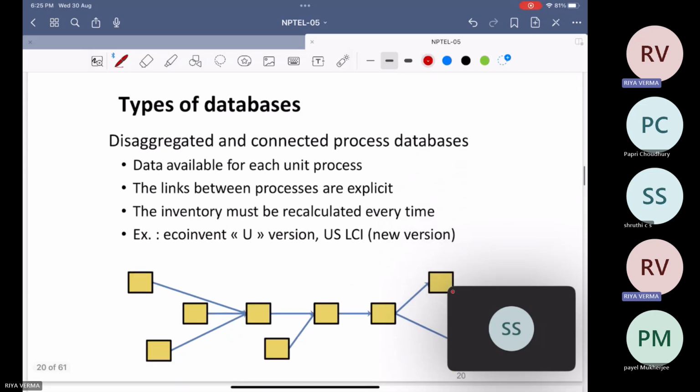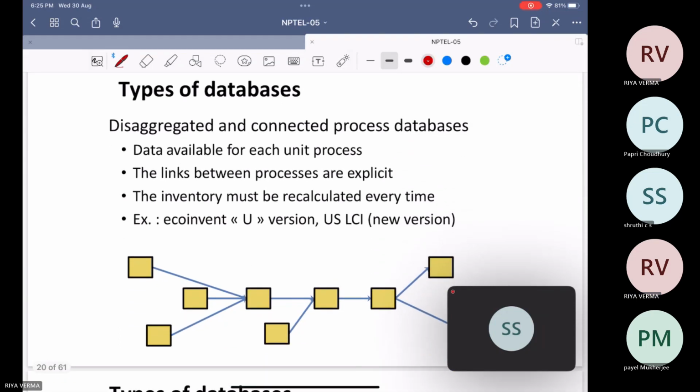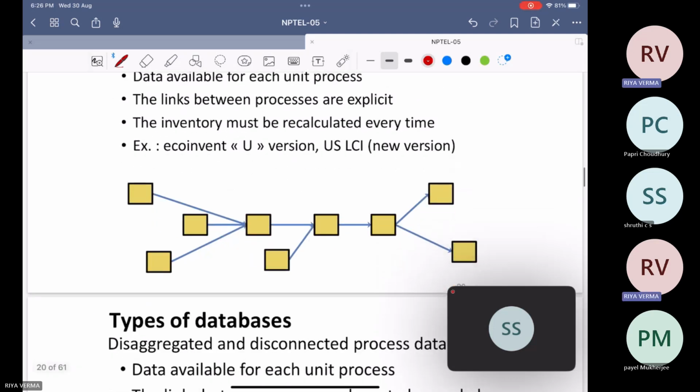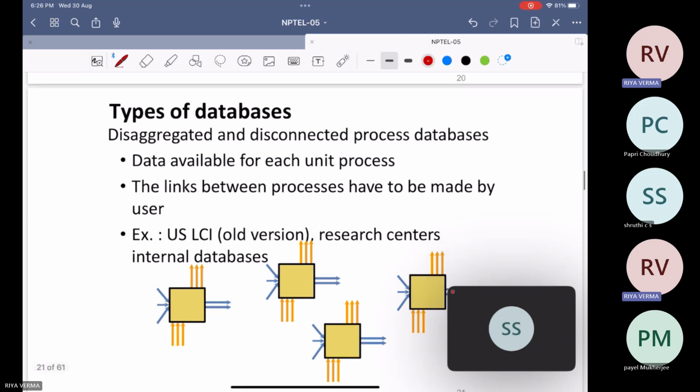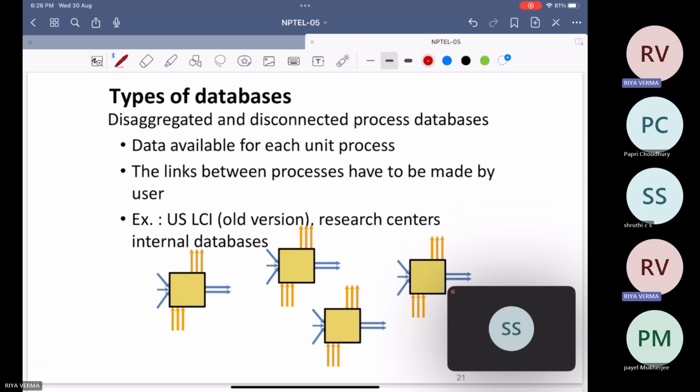So basically, here the data is available for each unit process, and the links between the processes are explicit. So the inventory must be recalculated every time we switch from one process to the other. This is done basically with the help of these softwares. The type of databases that we have is disaggregated and disconnected process databases. For the data available for each unit process, here we understand the input and the output included with each unit process, and the links between the processes have to be made by the user.